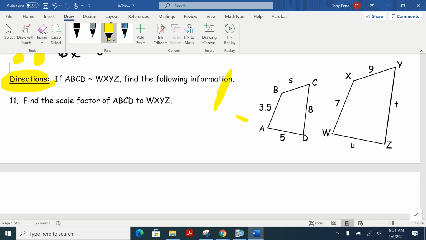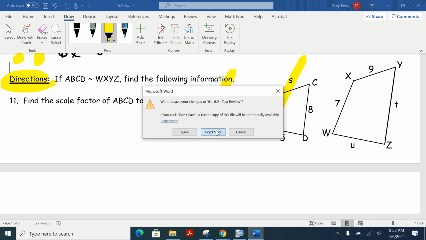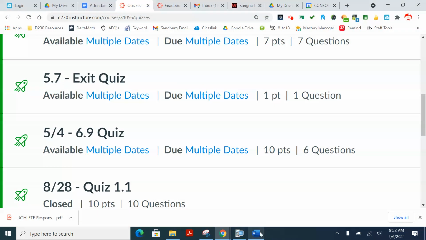So do we all agree that AB and WX are corresponding sides? They're the first two listed. So if I hurry up and you guys do this, because I'm going to shut this down and start it back up, shouldn't this side and this side be the ones that we can set up a ratio for, a fraction for, and then figure out what their scale factor is? All right, so do that. 3.5 to 7. Write that as a fraction.